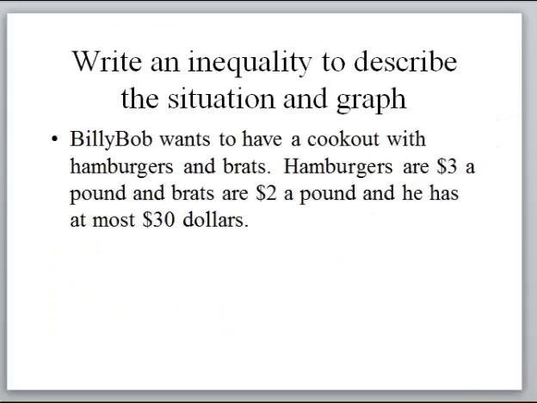The last example is an application problem. What we're going to do is write an inequality to describe the situation. So Billy Bob wants to have a cookout with hamburgers and brats. I'm going to call my hamburgers my x and my brats my y. It doesn't matter which one's which. Hamburgers are $3 a pound. So for every pound of hamburger I buy, it costs $3. And so I'll be adding on some money, $2 a pound for each brat. So 2y.